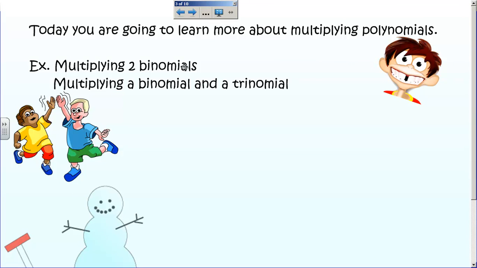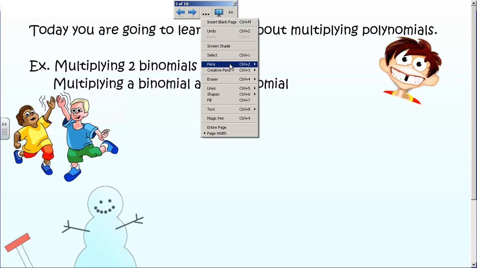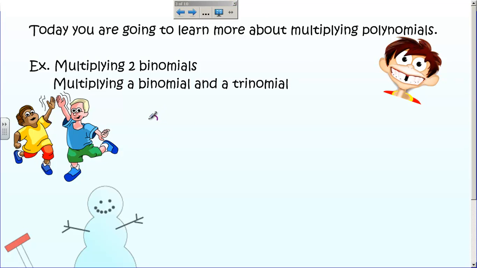We're going to continue multiplying polynomials, but unlike what you did today in class, now we're going to be multiplying two binomials or a binomial and a trinomial. So all that has happened is we are still multiplying. We're just going to make the problems bigger. We're extending what we were already doing. We're going to do this by using a process called the double distributive property.